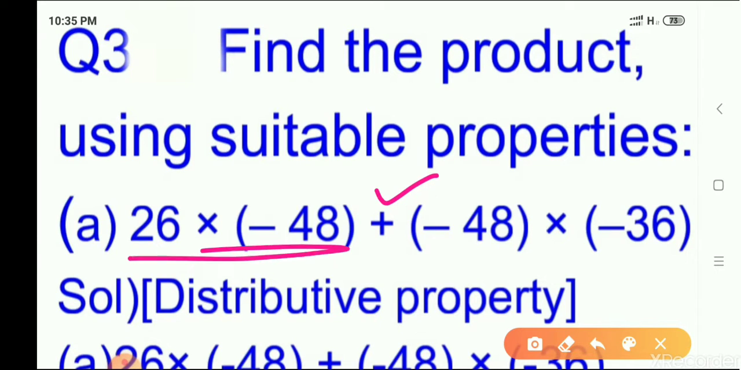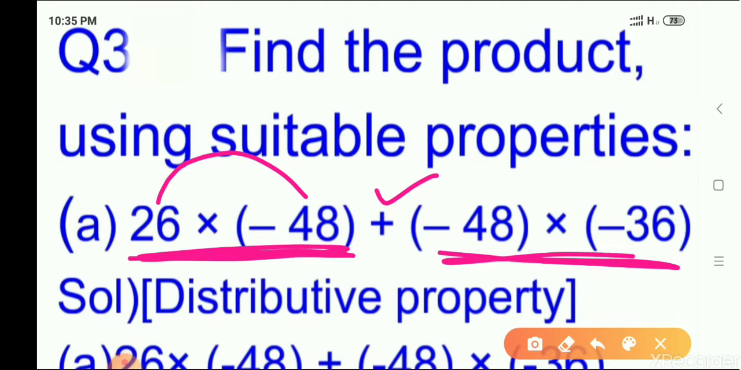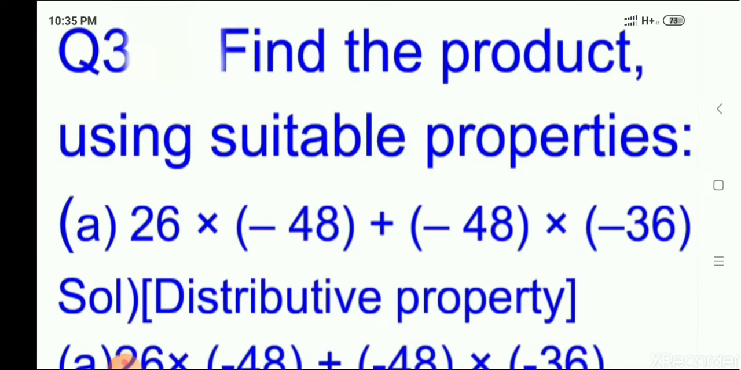The first part is this one, because these both are in multiplication. The second will be this part. Here also these both are in multiplication, so it will be considered the second part. In our first part and second part, we can see that minus 48 is repeated two times. In the first part there is minus 48, and in the second part also we have minus 48. So we have read one property, that is the distributive property.